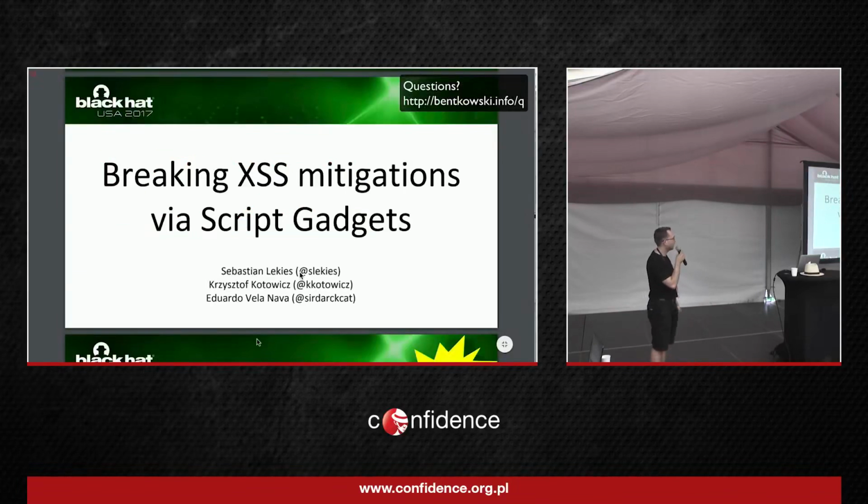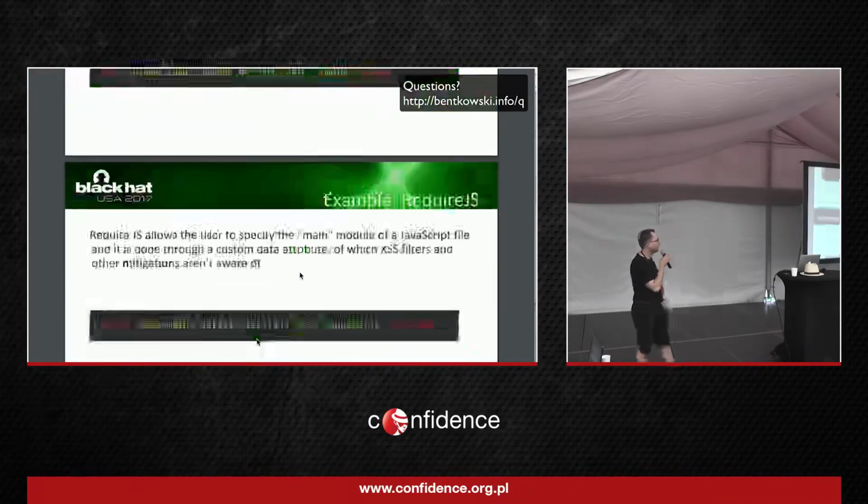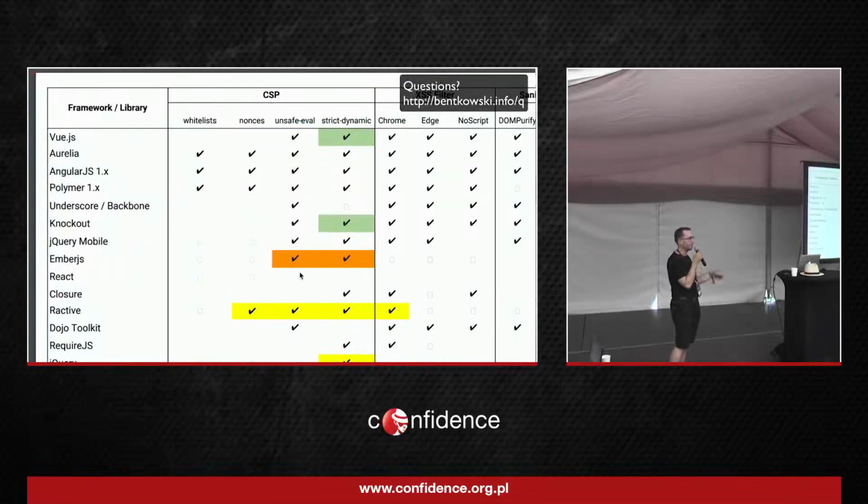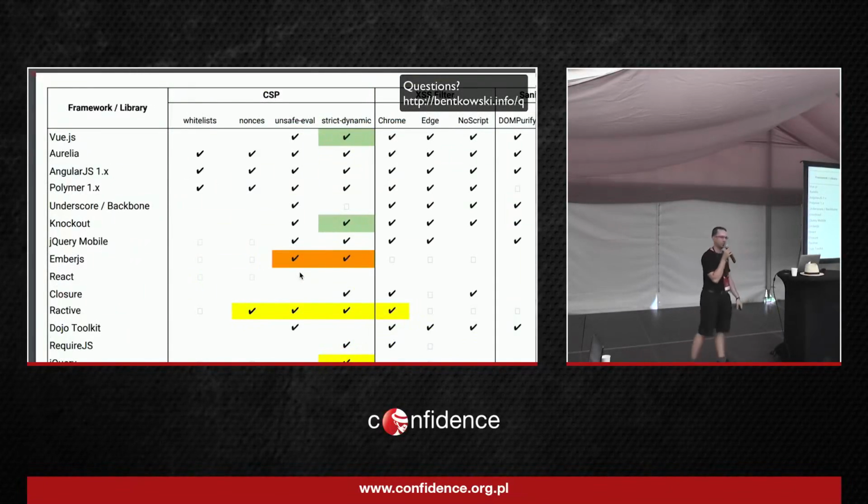Okay, and that was a very interesting presentation called Breaking XSS Mitigations via Script Gadgets by Sebastian Lekies, Krzysztof Kotowicz, and Eduardo Vela Nava. And in this presentation, we could see a table which shows what kind of content security policy you are able to bypass with what popular JavaScript framework. You might have noticed that Google Colaboratory used Polymer. And as you can see, you can bypass just about any content security policy when you have Polymer. So let's have a look at how Polymer works.